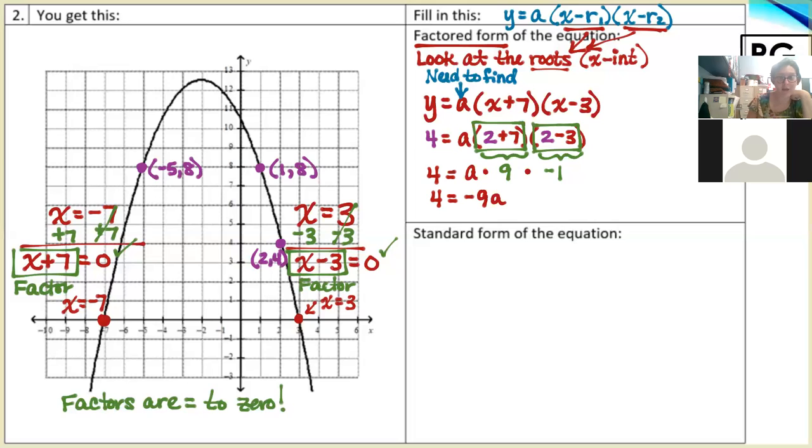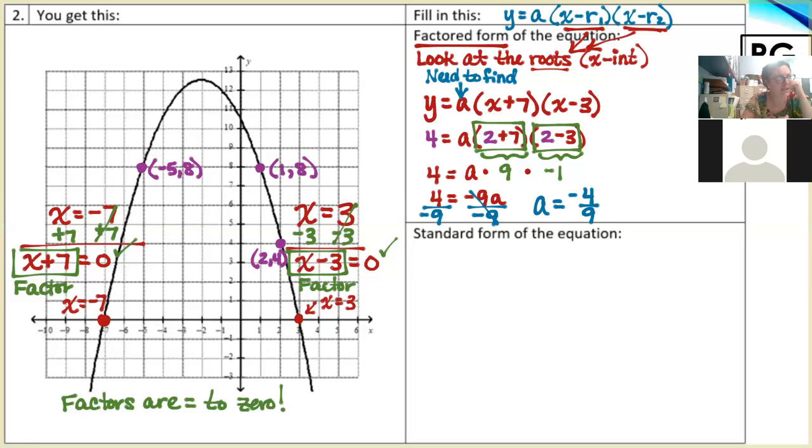If I want to get the A all by itself, what would I need to do? How do I get the A all by itself now? Divide, absolutely correct. Thank you guys. Got a whole bunch of people answer me on that one. So I'm going to divide both sides by -9. Means my A value is kind of gross, but that's okay. We have A is equal to -4/9.